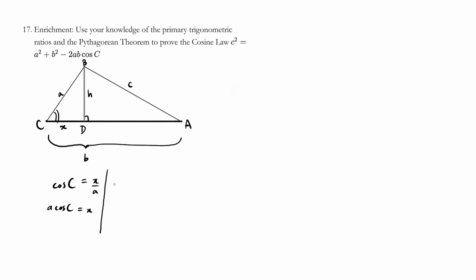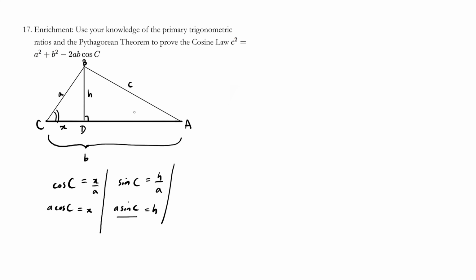Now let's use sine. Sine of C is opposite over hypotenuse, which is h over a. Let's multiply both sides by the denominator. So now we have h.